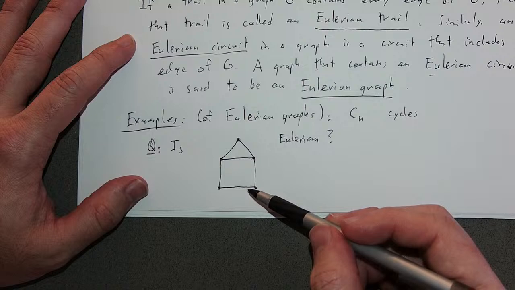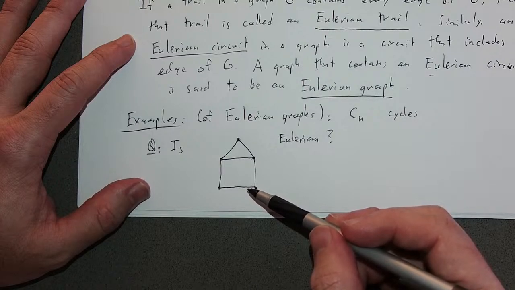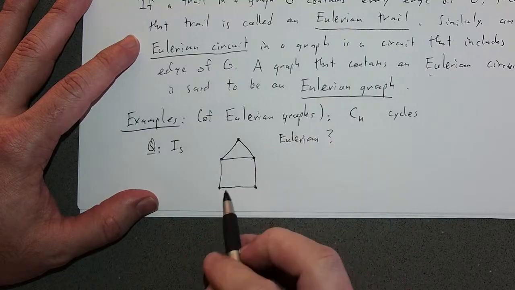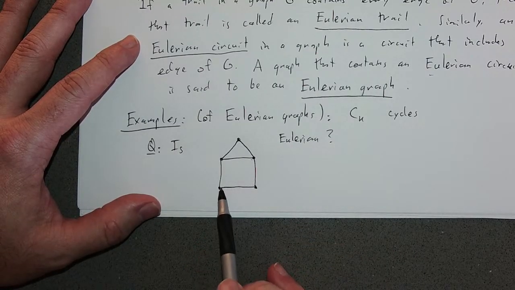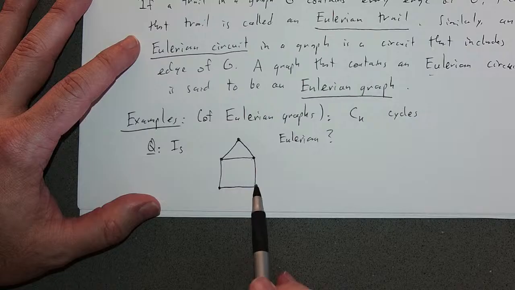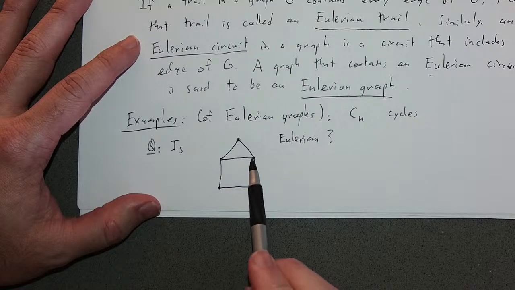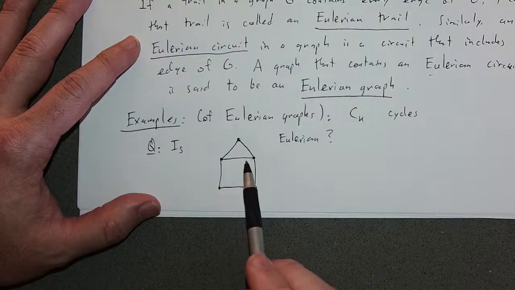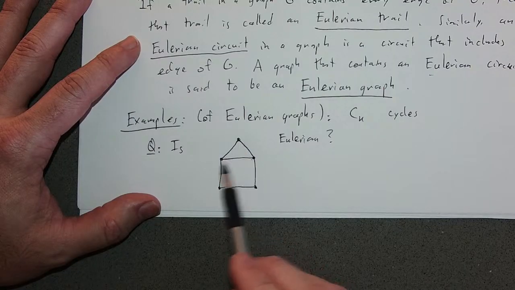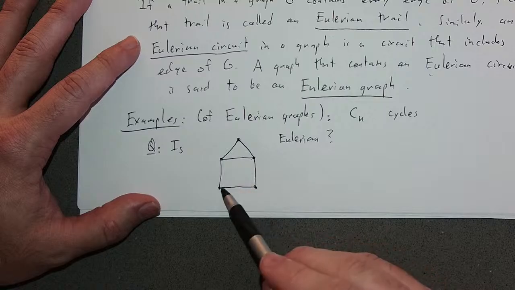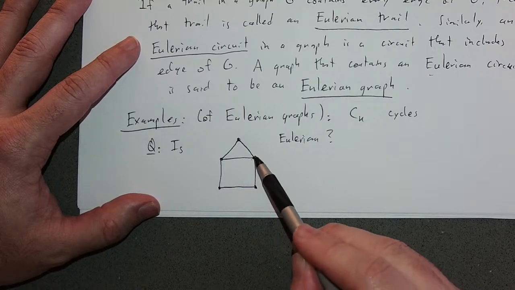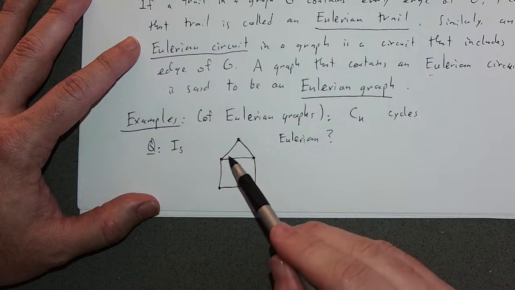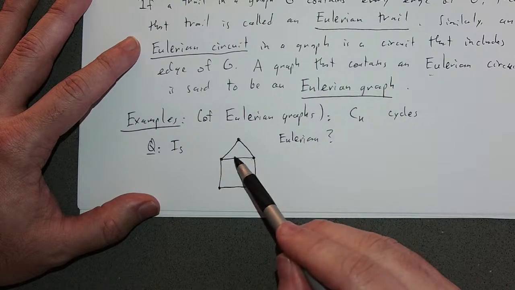see if there's a way to get there without repeating an edge. So let's try this vertex. Here, here, here, here. That's a circuit, but it's not Eulerian because it doesn't traverse every edge of the graph. So I missed this one. If I'd started here and went here, here, here, here, and here, now I have to repeat edges. So that wouldn't be a circuit.